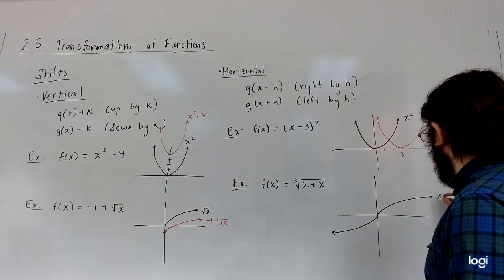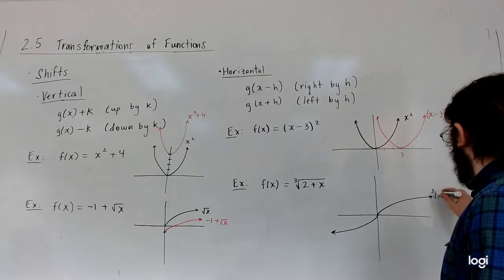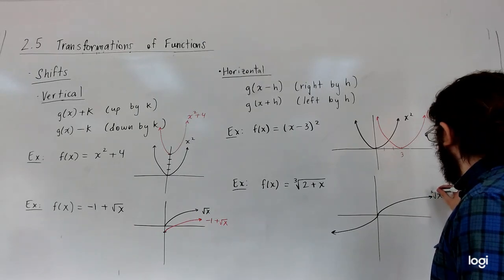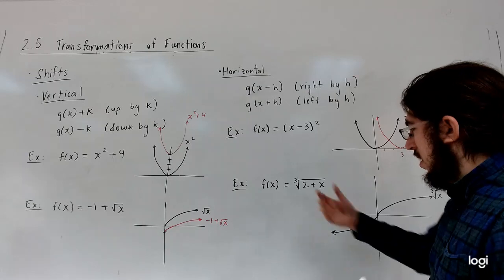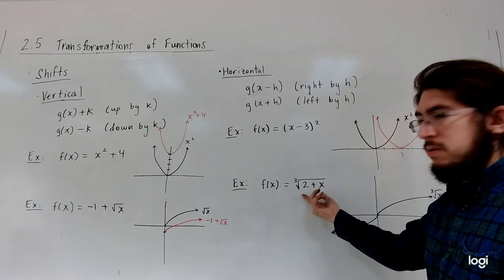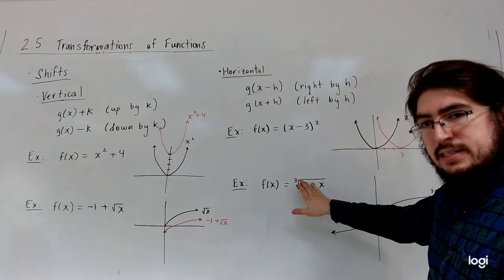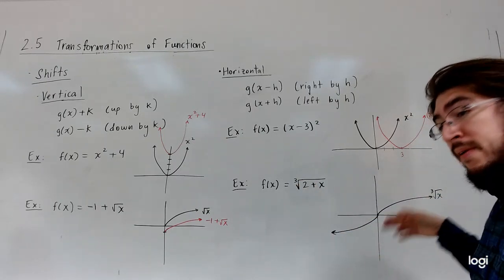This is x cubed. X cubed, there we go. Well, I mean cube root of x really. So the cube root of 2 plus x is just the cube root of x transformed. So if we graph cube root of x, that was this from the previous section.